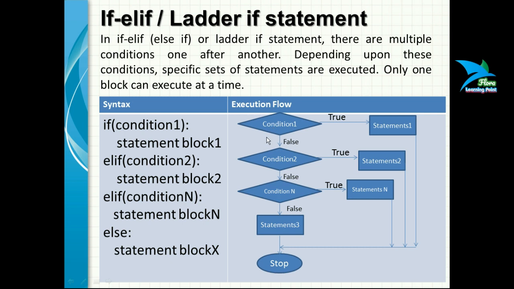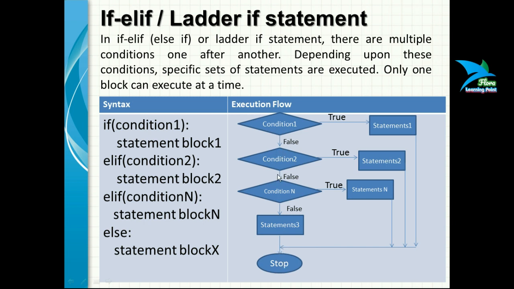So here we have a flowchart of the elif statement that represents its working. For example, here we have condition 1. If condition 1 is true, then statement 1 will execute and the control will exit from the if and the program will be stopped. But if condition 1 is false, then the control moves to condition 2. If condition 2 is true, then control moves to statement 2. After the completion of statement 2, the program will be stopped.